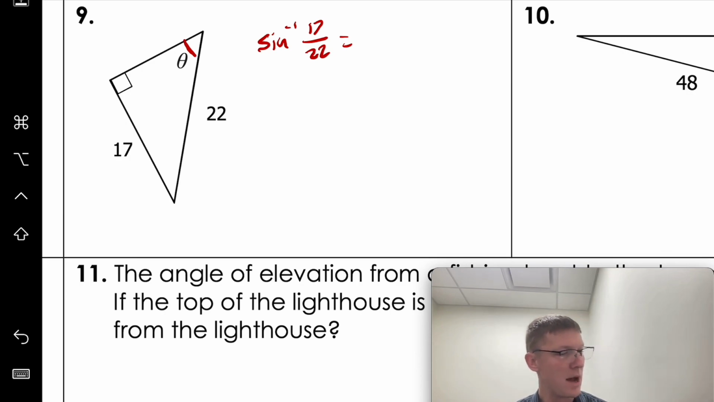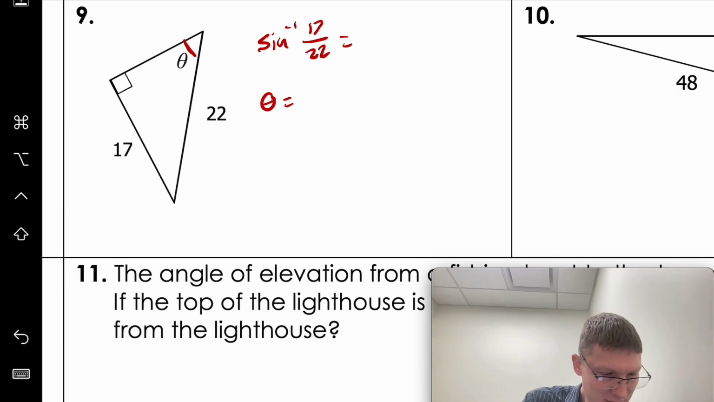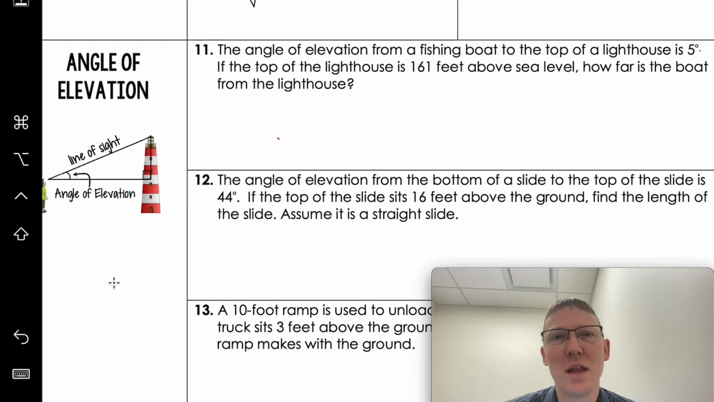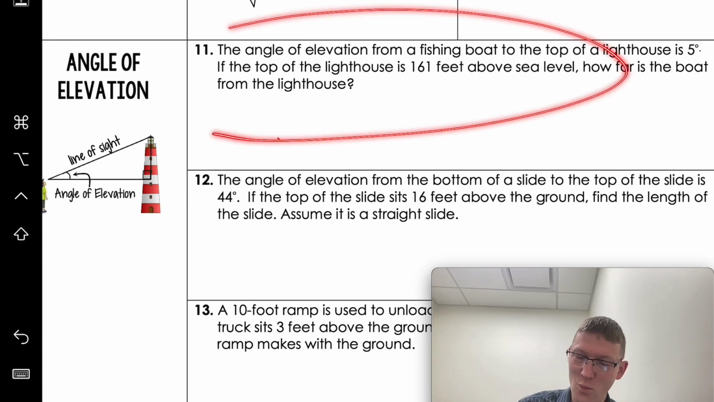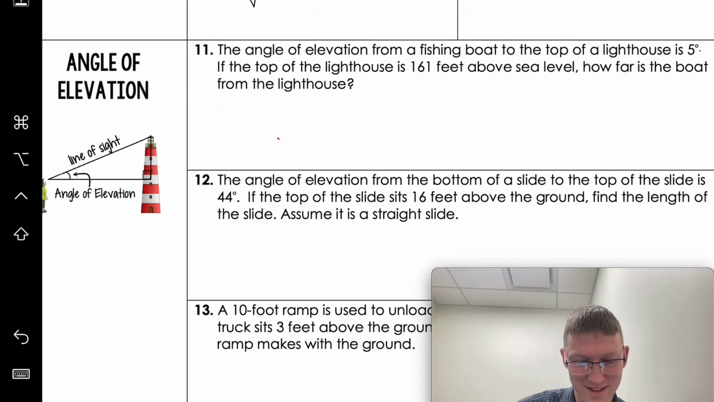So, okay, I got it in degrees, and now it's telling me that my theta is equal to 50.6 degrees. Mr. Lin, when am I ever going to use this? I have a great answer for you. Hey, look, it's a word problem. Yep, that's right. We're going to do some word problems. Love doing some trig with some good word problems.